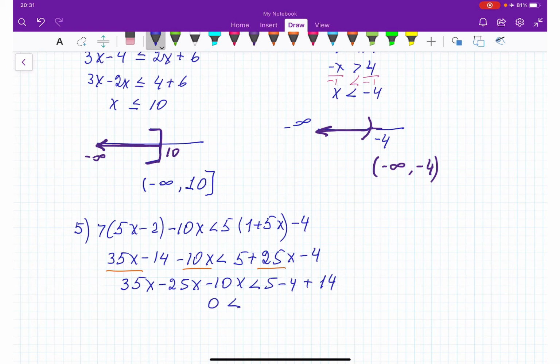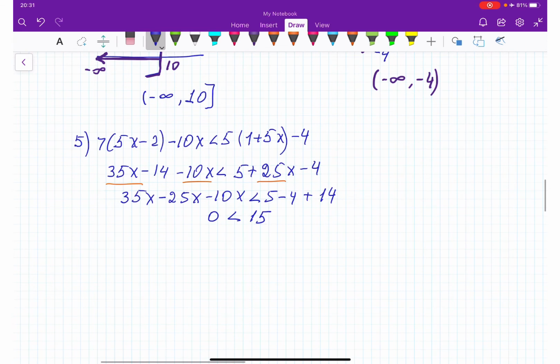What do we have here? 5 minus 4 is 1. 1 plus 14 is 15. Is this a true statement? 0 is less than 15? Yes, it's a true statement. And our x is gone, right?